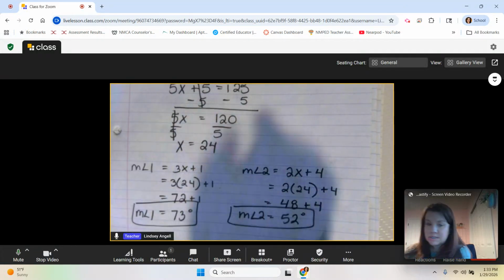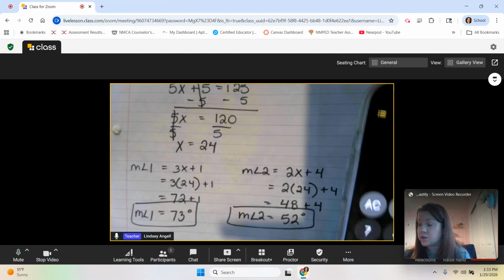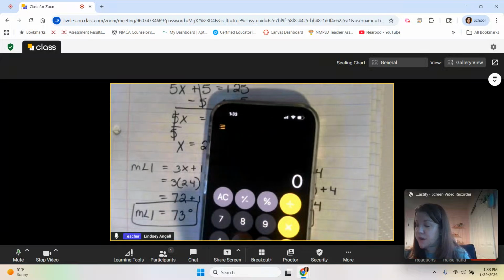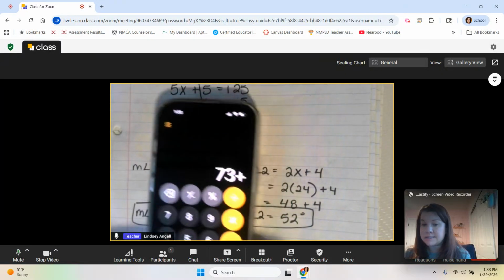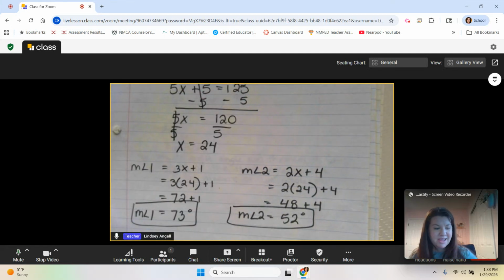Now, just to be safe, we should add those together. Because remember, our goal was for them to add up to 125 degrees from that original equation. Let's see, we've got 73 plus 52. Look at that, 125, so we know we're right.